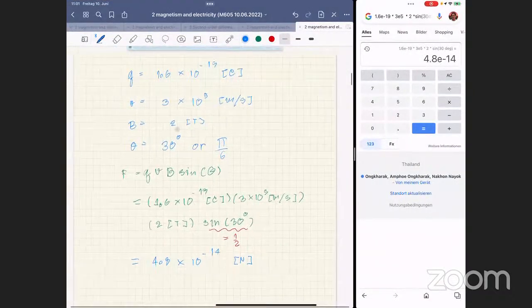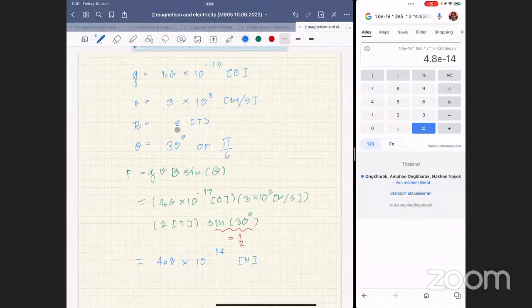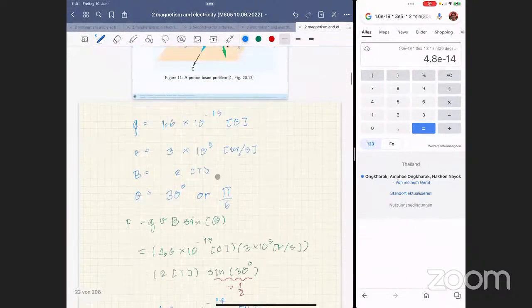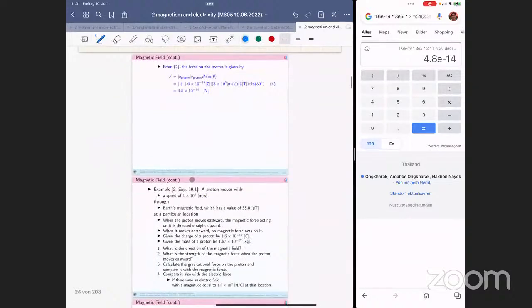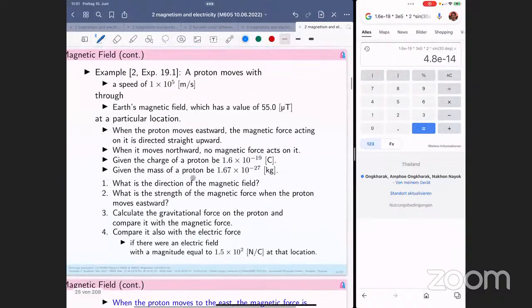Is there any question about that? Do you have any question about that? Otherwise, we're going to go ahead. We still have 40 minutes left. Let's move on. The answer is the same here. Let's move to the next problem. It's taken from reference number 2, example 19.1.